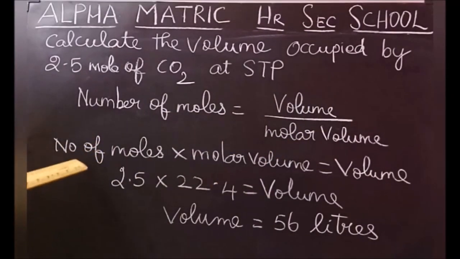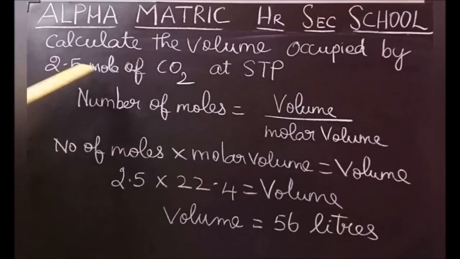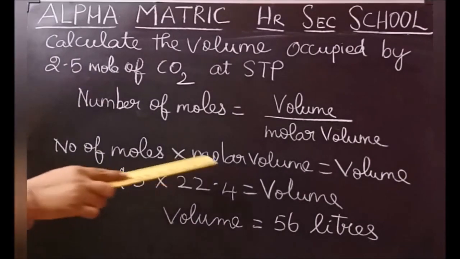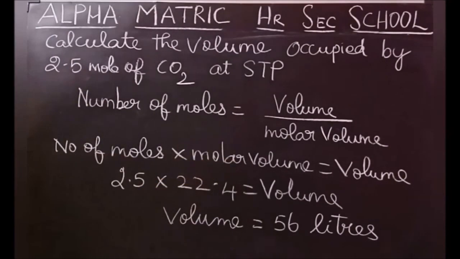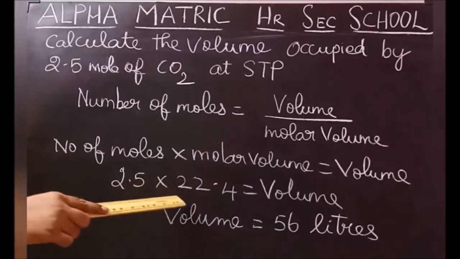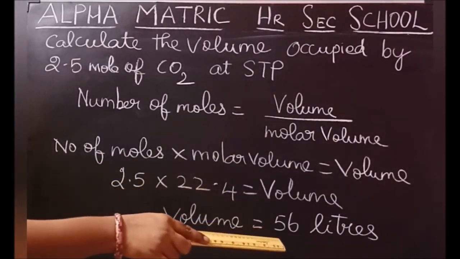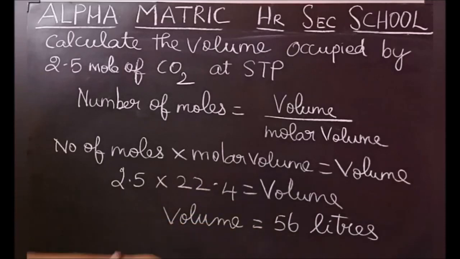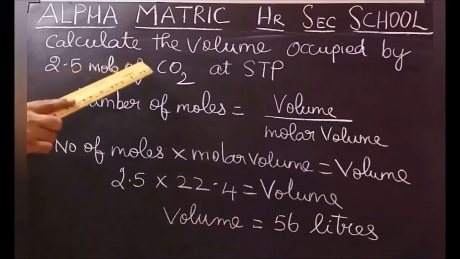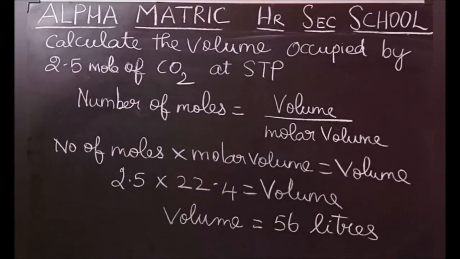Substitute the value. Here, mole 2.5 into molar volume. For any gas, molar volume is 22.4. 2.5 into 22.4, we can get the answer 56. Liter is the unit for the volume. Here 56 liter is the volume occupied by 2.5 mole of carbon dioxide at standard temperature and pressure.